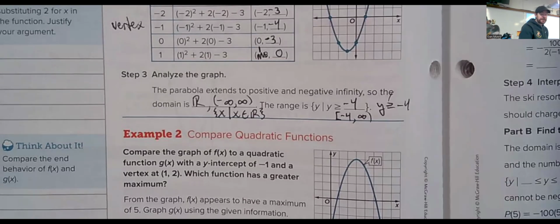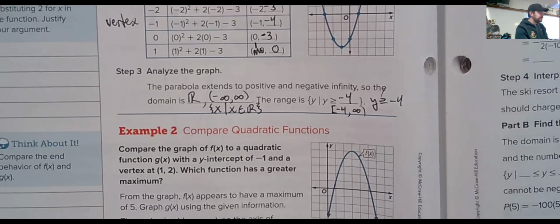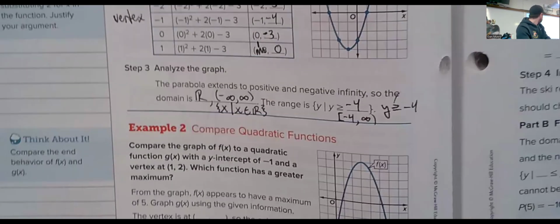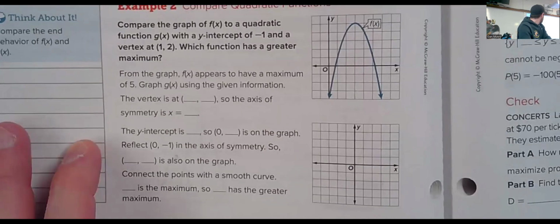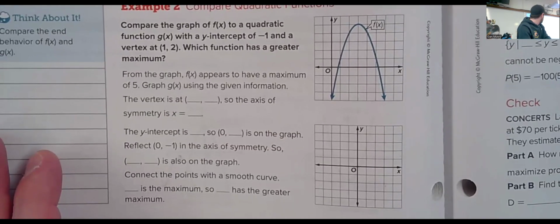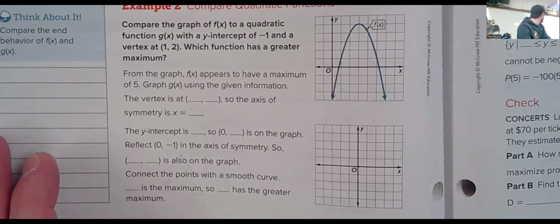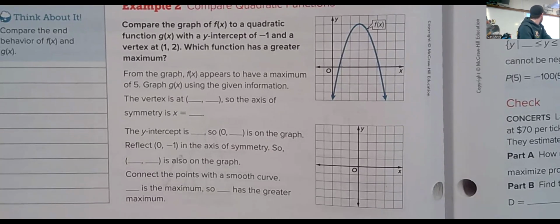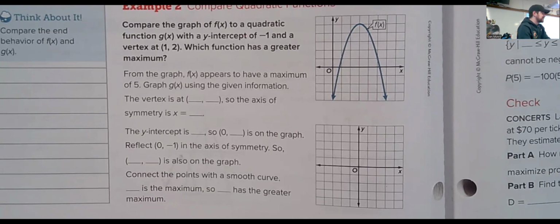All right. Moving right along. Comparing quadratic functions. Compare the graph of f of x to a quadratic function g of x with a y-intercept of negative 1 and a vertex at (1, 2). Which function has a greater maximum? You had a question almost just like this on your unit 1 test, except it said which one has the lesser minimum. You're looking at which one has the greater maximum. So let's just walk through this one real quick.